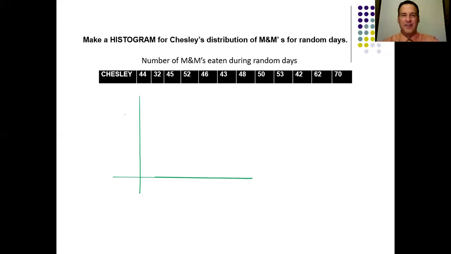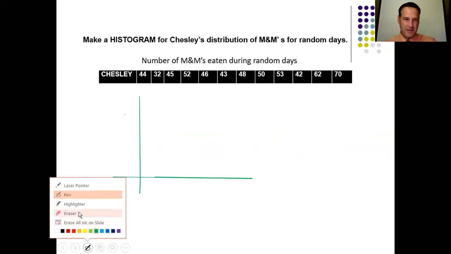So let's look at Chesley's numbers here. It looks like, again, the lowest number is 32, the highest is 70. We can ask ourselves, what would we like to count by in terms of our intervals? And I would say maybe tens is a good one. Tens will give us enough bars to give us some type of shape. So let's look at this. Let me find my guy here.